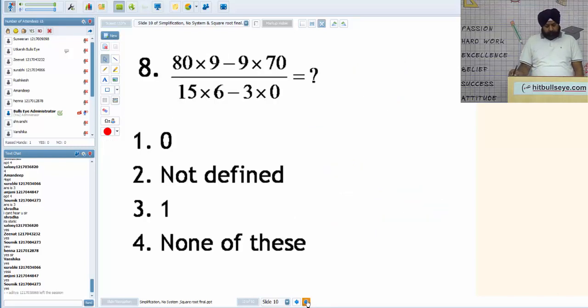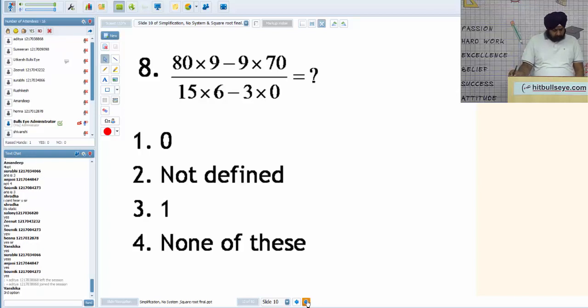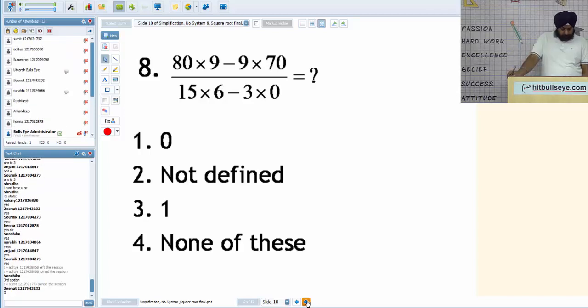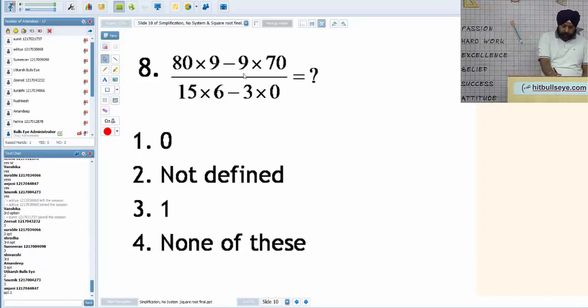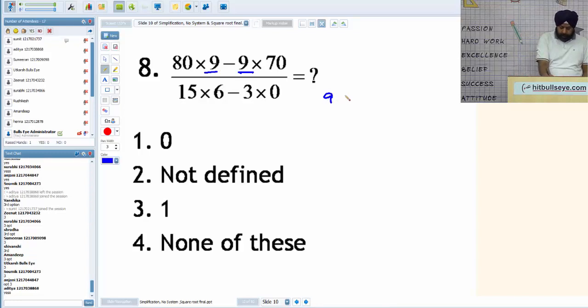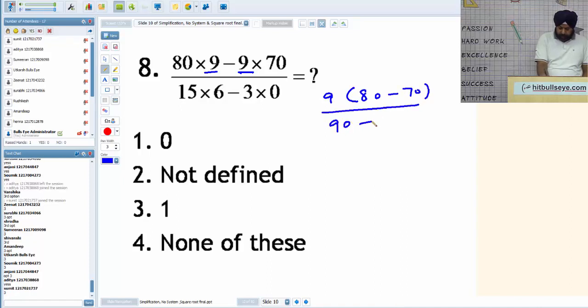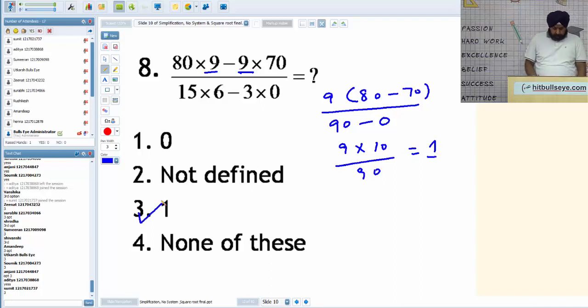Okay, quick. Third option, Vanshika, very quick. Gina, third option. Amandeep, third option. I hope all of you are through with this question. So we can take 9 as common. Very simple. 9 into 80 minus 70. 90. Any number multiplied by 0 is 0. So 9 into 10 divided by 90. So it's 90 upon 90. 1 is the answer. Hence the third option. So very simple. We move on to the next question.